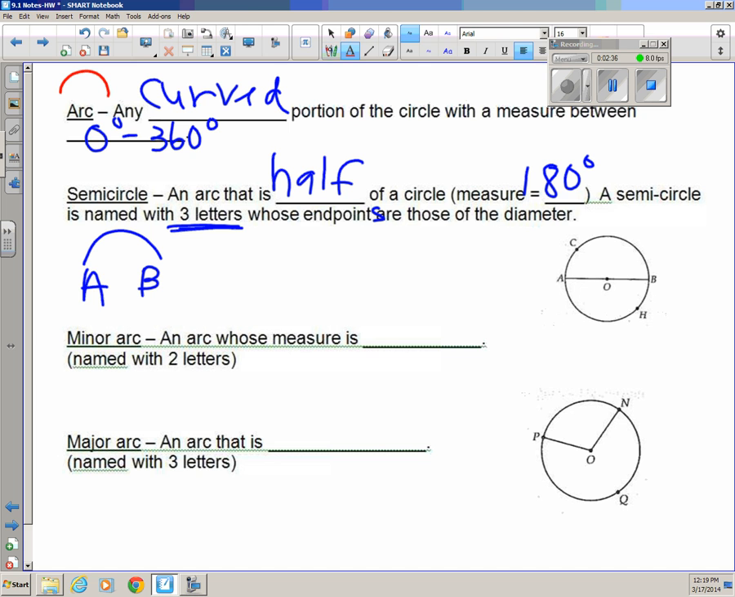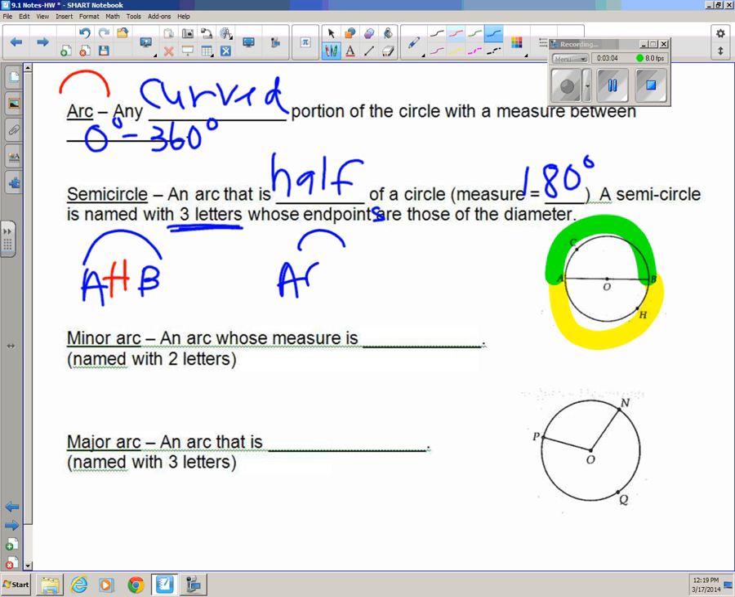or the endpoints of my diameter, sorry. If I want to talk about the bottom half of my circle, if I want to go in this direction, then I need to realize that my middle letter is the letter H in this case. So I know I'm talking about the bottom half of the circle. The endpoints have to be the endpoints of the diameter. If I want to talk about the semicircle that's on the top, then my arc has to be arc ACB. That middle letter tells you which direction around the circle you're going to go.